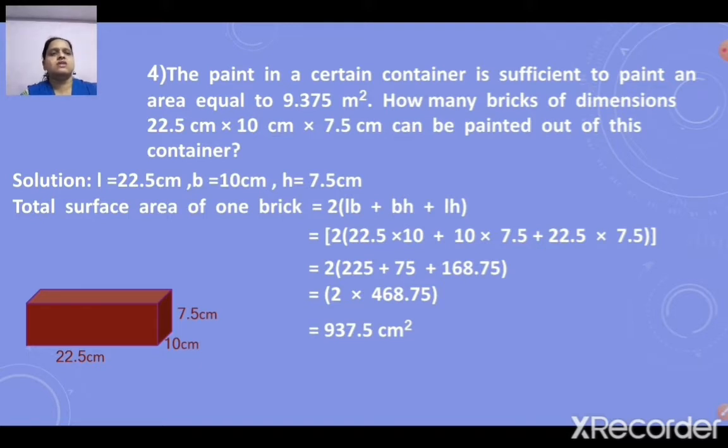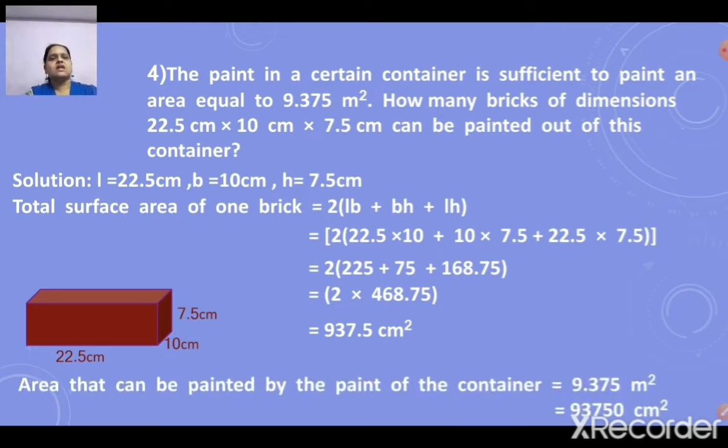937.5 centimeter square. But what is the total paint we have? 9.375 meter square. Is it correct? So how many bricks can be painted? How to find out? The total paint divided by the area of one brick. So let us see over here. The area that can be painted by the paint of a container is 9.375 meter square. How to convert it into centimeter square? Yes, 1 meter equals 100 centimeter.